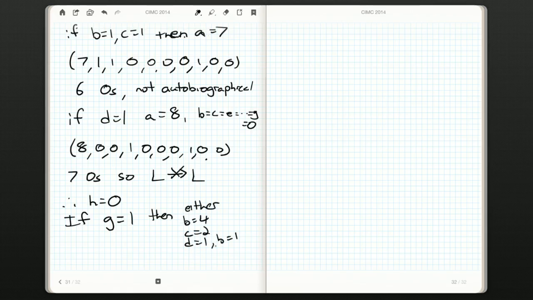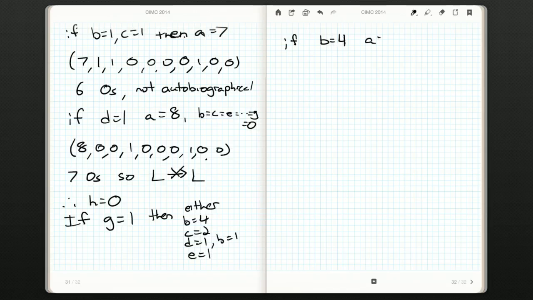So D equals 1, B equals 1, or E, which represents 4, will be equal to 1. Okay. So if B is equal to 4, we'll need 4 ones in the equation, so I'm pretty sure this one won't work out. A will be equal to 5.